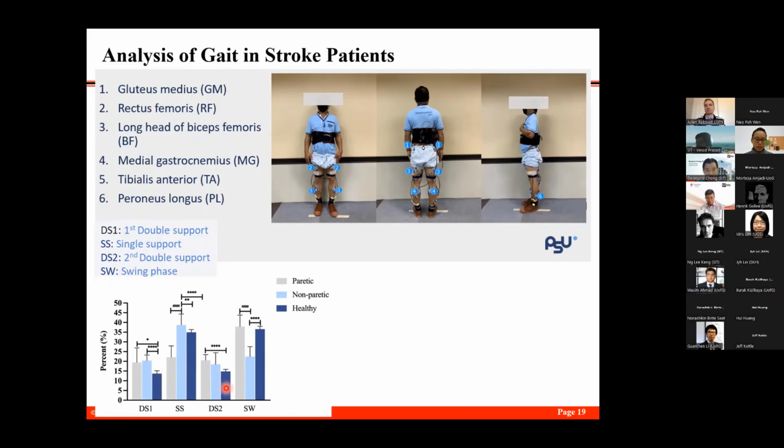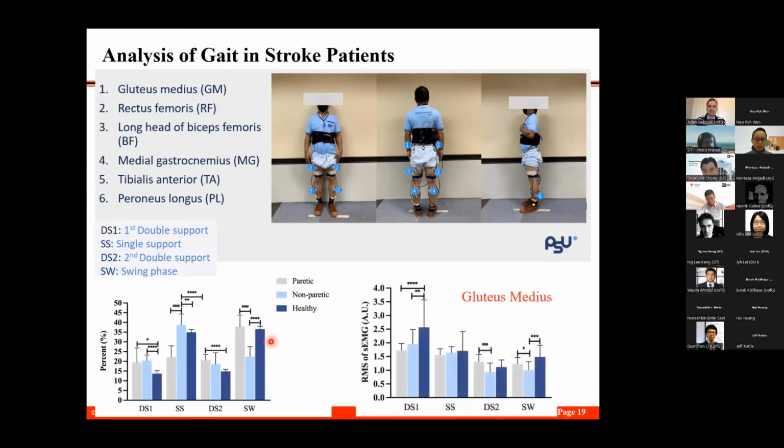All right, and it's only at the swing phase that the healthy subjects are taking more time in the swing phase itself. So looking into the muscles, I'm just going to show you the gluteus medius muscles. Very clearly we can see that the muscle recruitment activity for the healthy subjects is definitely more powerful in the first double support phase.